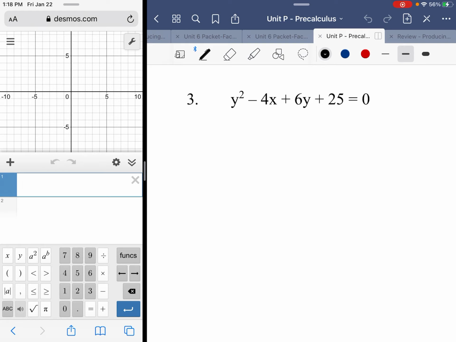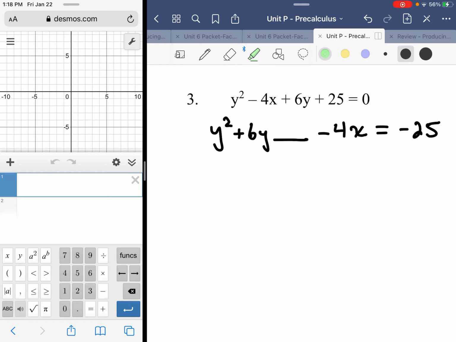All right, so I'm going to reorganize and rewrite it. y squared plus 6y, I'll leave a little space to complete the square, minus 4x. Now, for the x terms, there is no square to complete, so I'm just going to write the negative 4x equals... apologies, equals negative 25, because I would vacate that 25 and shoot it on over to the other side of the equation.